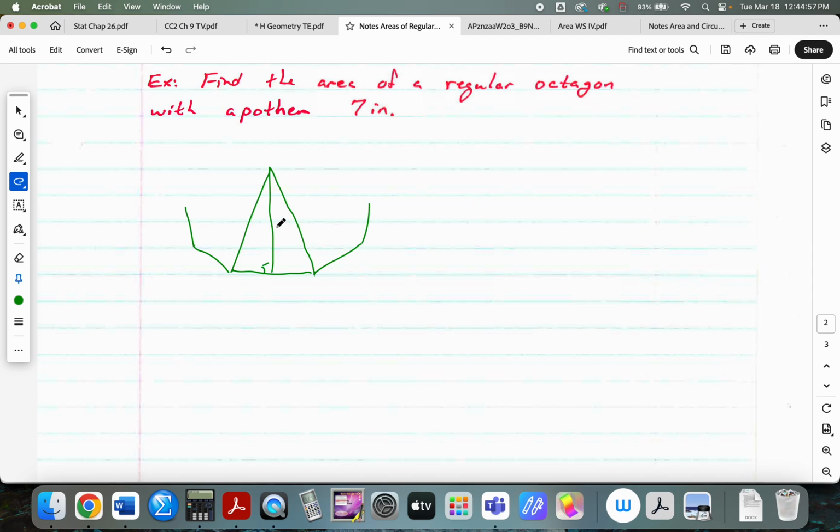So the apothem is 7. The central angle, it's always going to be nearly the first thing that you do, is going to be 360 over 8, which is 45. The apothem splits that in half, so this is 22.5 degrees. Ugh. Which means we're going to have to use trig to find our answer here.